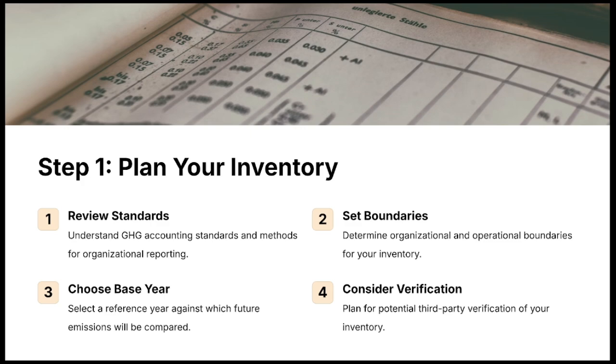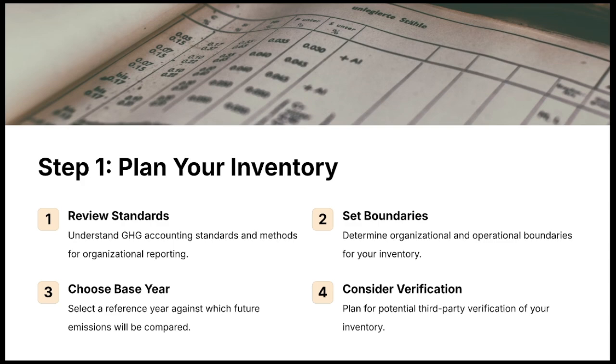Next is about the boundaries. This means defining both the organizational boundaries, which parts of the company are included, and also the operational boundaries, which types of activities and emissions, like whether it's scope 1, scope 2, or 3, will be counted. Clear boundaries here are critical for accuracy and relevance.